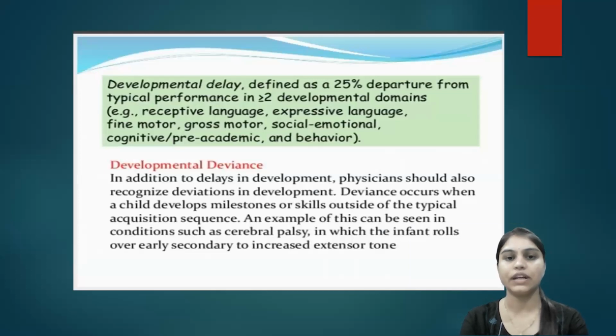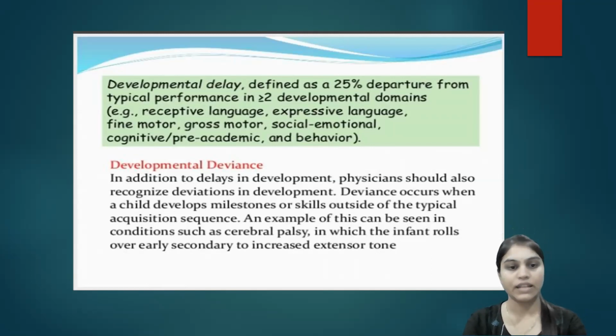Developmental delay is defined as a 25% departure from typical performance in greater than two developmental domains. Examples include receptive language, expressive language, fine motor, gross motor, social-emotional, cognitive, pre-academic, and behavior.